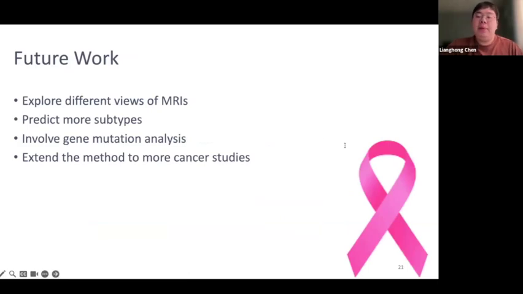For the next step, we may plan to train models that can analyze different views of MRI to satisfy the diverse needs in clinic. We may also want to include more predictions from MRI. They may include more subtypes, gene mutations, and so on. This may help doctors gain a deeper understanding of patients' conditions. In other cancer-related studies, if there are similar challenges, we hope this approach could adapt to solve the problem.